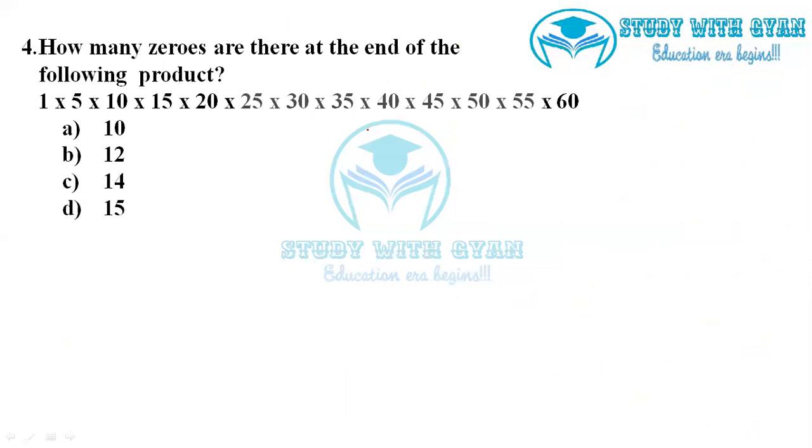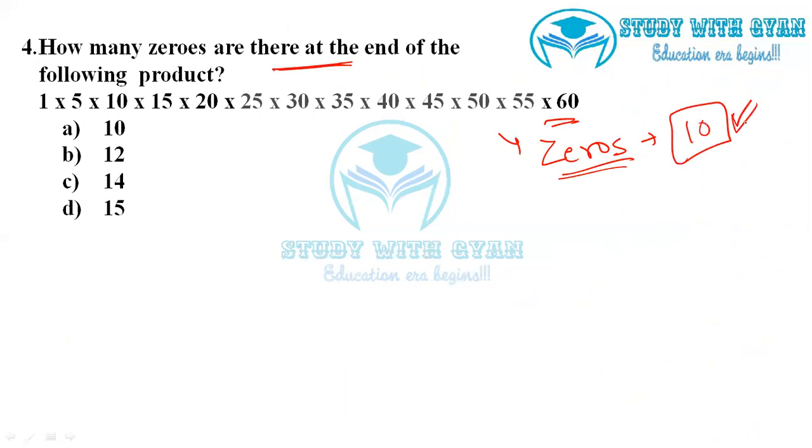After this, question number 4: how many zeros are there at the end of the product 1 cross 5 cross 10 up to 60? For this kind of question, how will you proceed? For zeros, first of all, be clear: if the number is divisible by 10, then there will be one 0. For 10, you can simply say 2 cross 5. So whatever the statement is, divide that complete expression into multiples of 2 and 5.